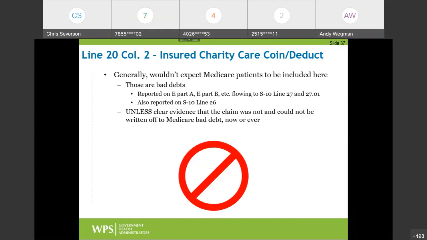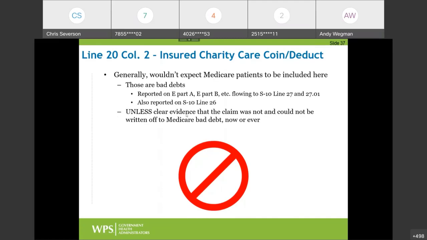Yes, there are those additional requirements that come into play. Like if it's indigent, you have the relatively stringent indigent requirements. You have the must-bill policy, but you're going to get more money that way, pretty much guaranteed, than including that as charity care. So for that reason, if we see a Medicare patient in line 20, column 2, it doesn't mean it's not allowable, but it's definitely going to be scrutinized.